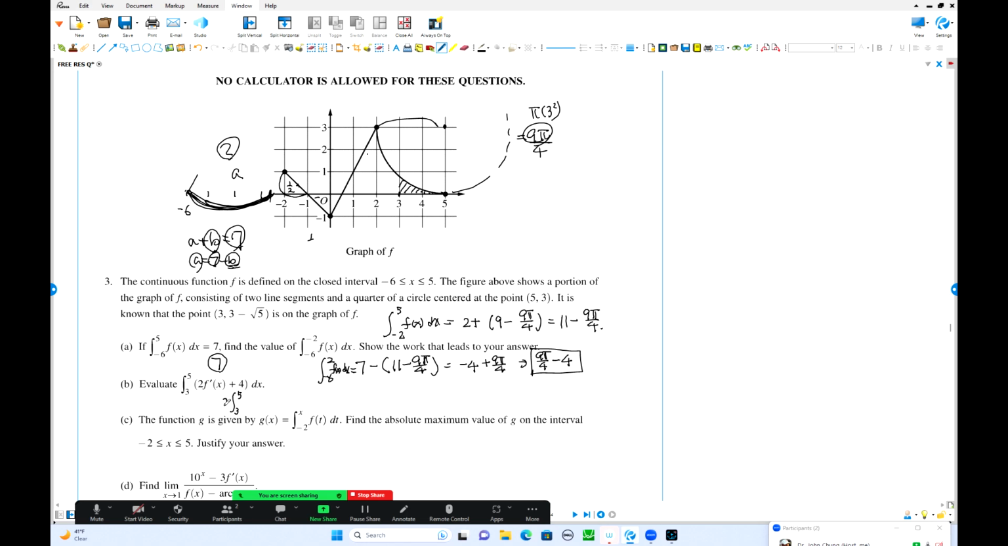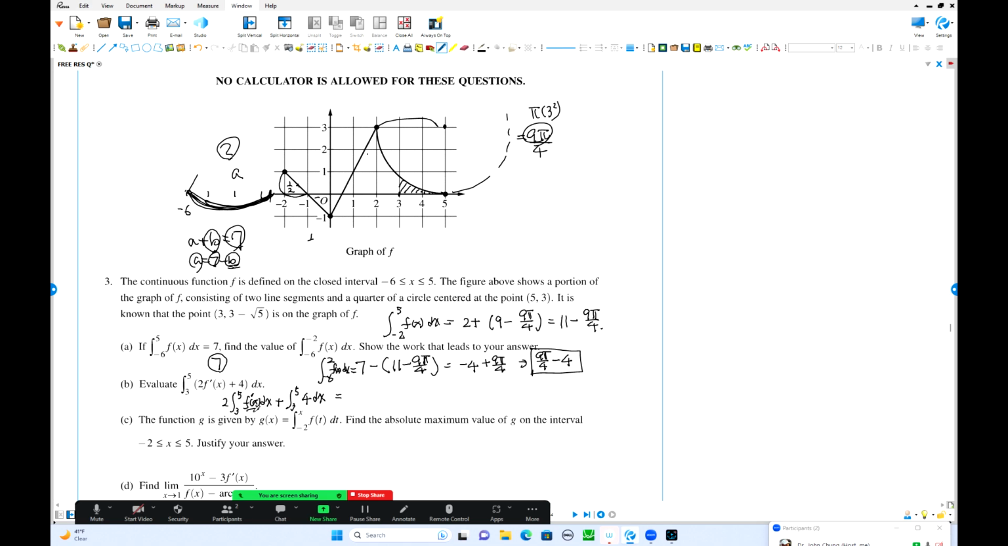We got this one, 3 to 5, of 2 times f prime of x dx. Okay, you can separate with addition. Also 3 to 5 and the 4 is the next one, the 4 dx. You can separate this way. And what is f prime of x? The derivative, right? But what is the antiderivative? The antiderivative of f prime of x is f of x.